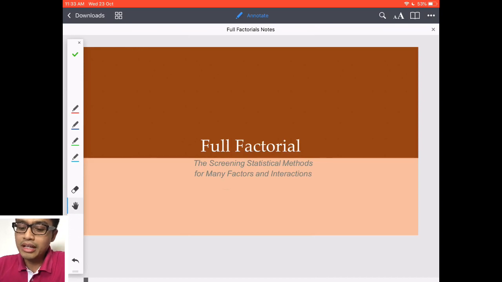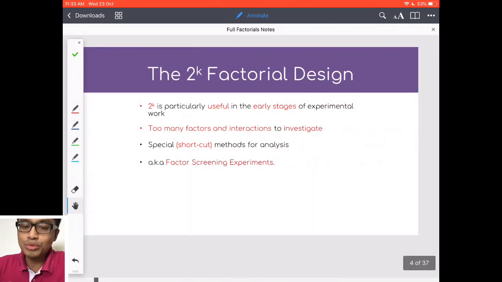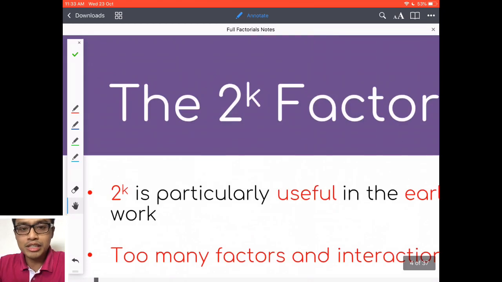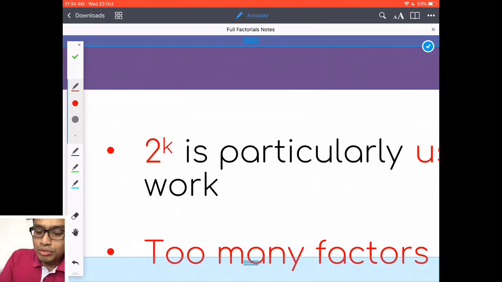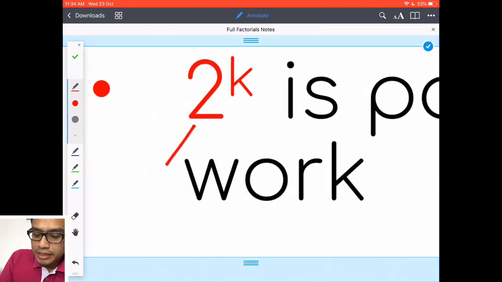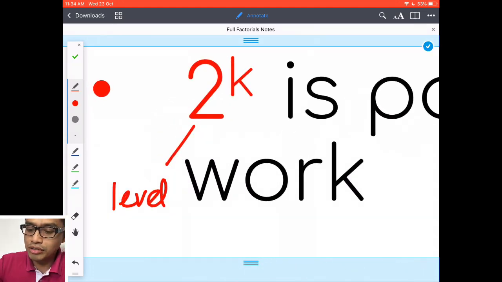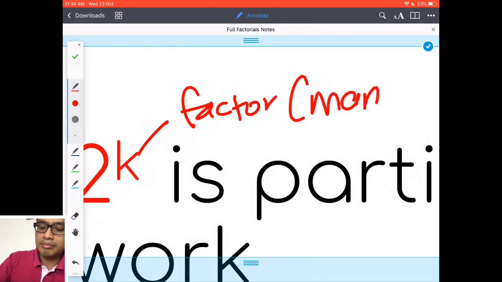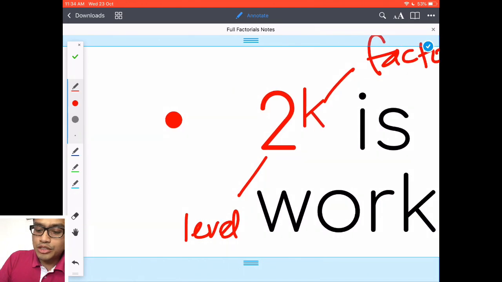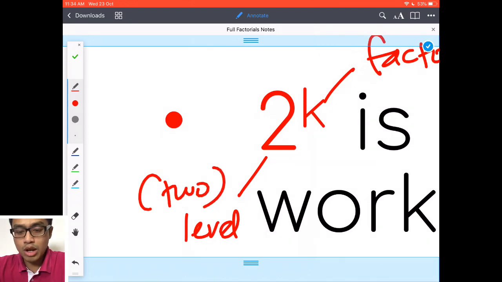factorial. Right, full factorial is based on 2^k. Previously you had one factor with many levels. However, for this full factorial, the 2 belongs to level and this k belongs to factor. That means you can have many factors but only 2 levels. One is low, one is high.